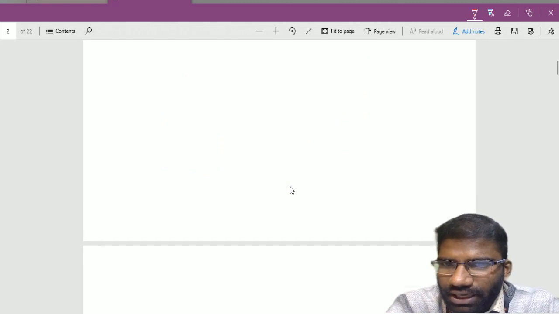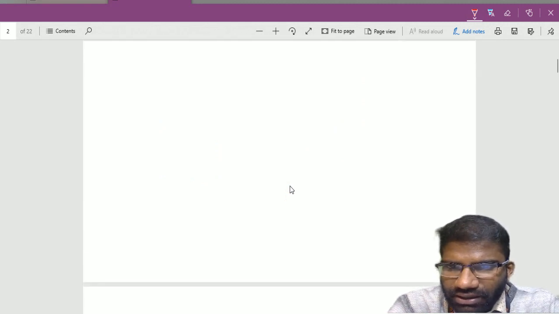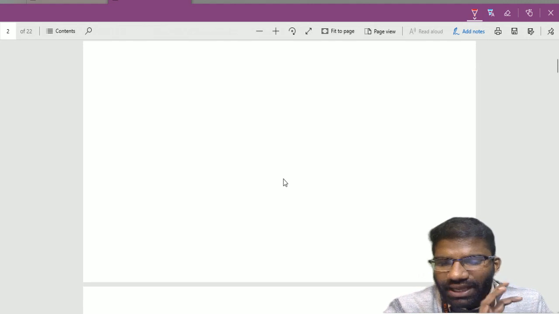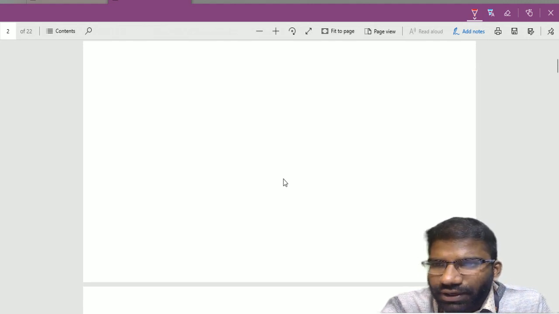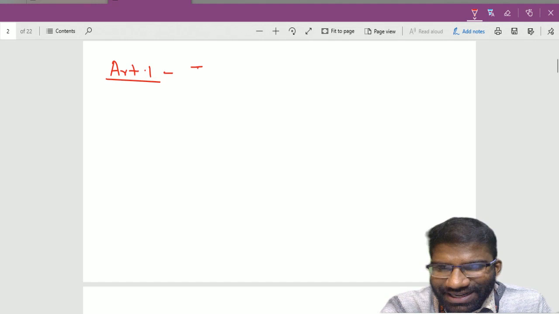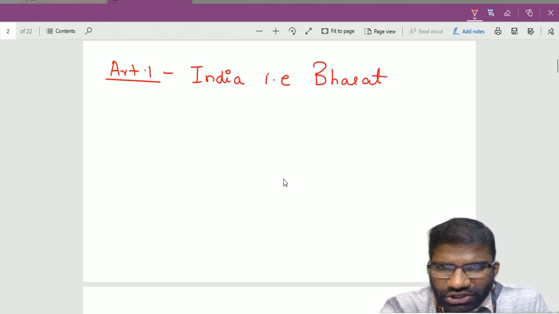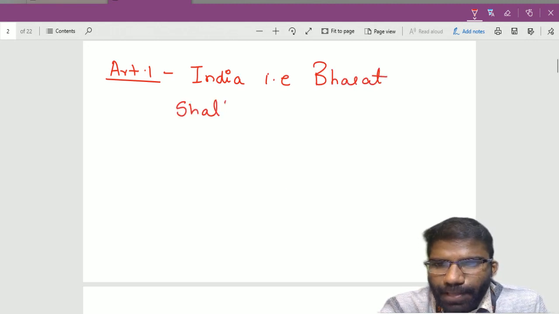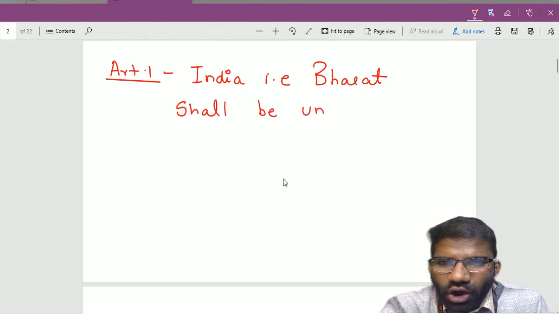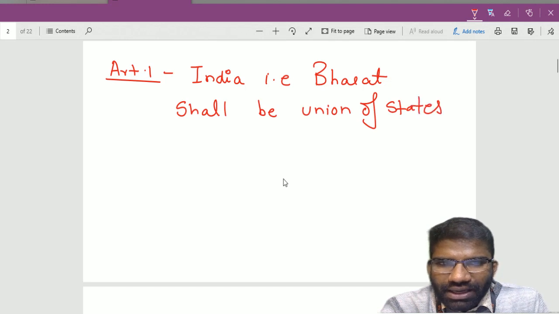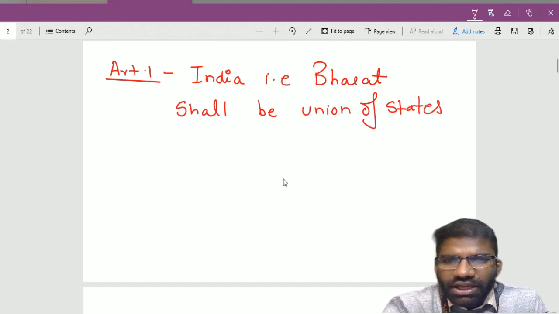Now, let us start. Let us start this section with an article, Article 1 of the Indian Constitution. What does Article 1 say? Article 1 says, India, that is Bharat, shall be a union of states.